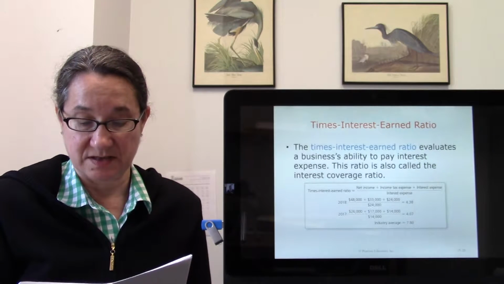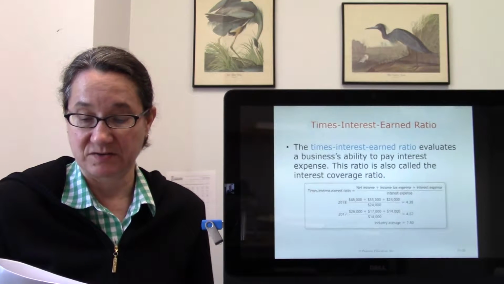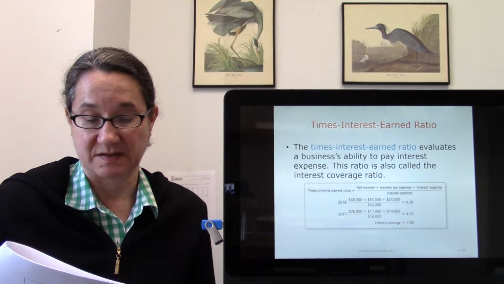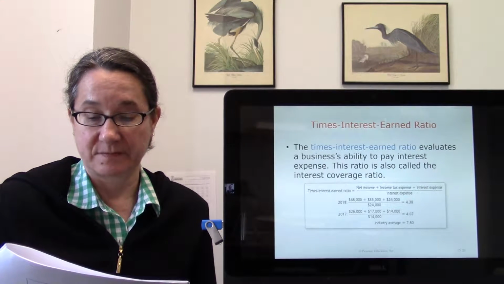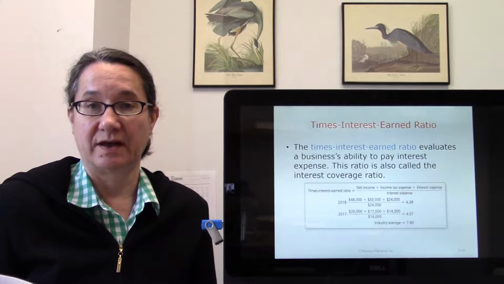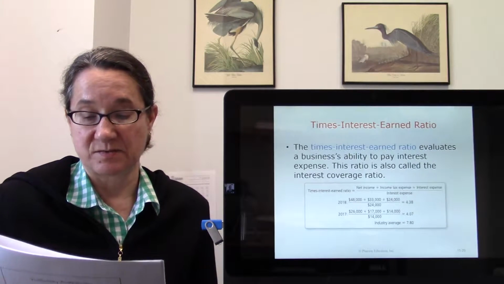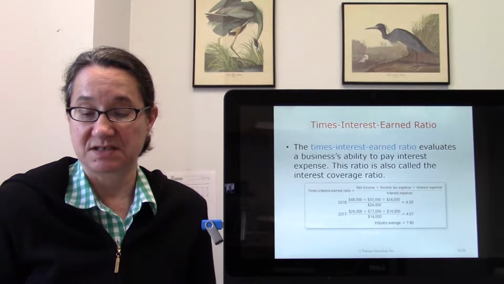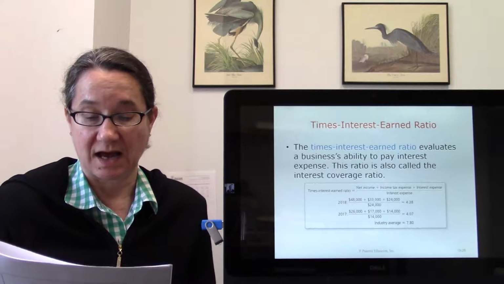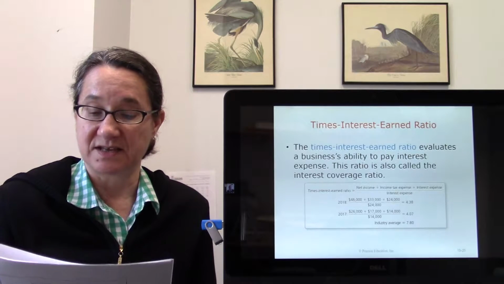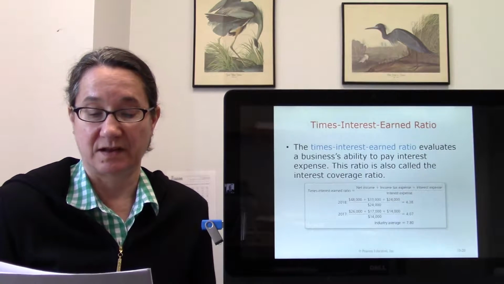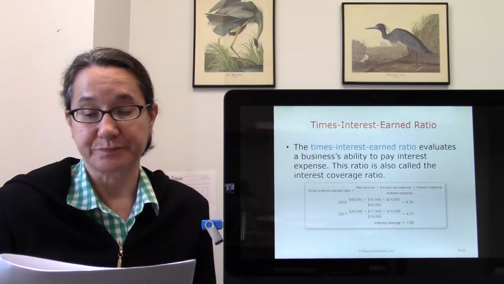This ratio measures the number of times earnings before interest and taxes can cover interest expense. They call that earnings before interest and taxes, we call it EBIT. This ratio is also called the interest coverage ratio. A high times interest earned ratio indicates a business's ease in paying interest expense. A low ratio suggests difficulty.